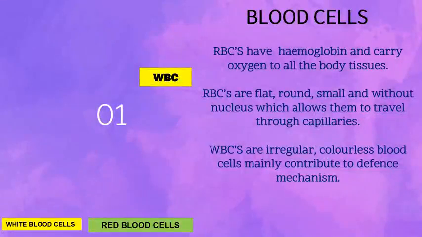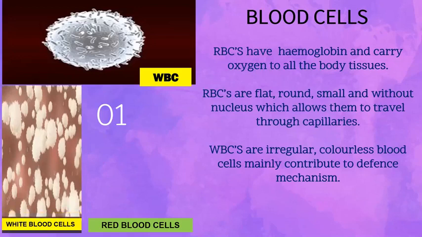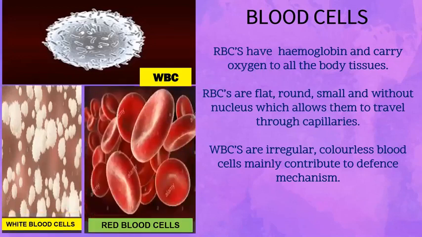Let's find some cells that are found in human beings. RBCs and WBCs. Red blood cells are biconcave, flat, round, small, and without nucleus in human beings, also known as erythrocytes. Red blood cells contain the iron-rich protein called hemoglobin and give red color to the blood. RBCs are produced in bone marrow. Their main function is to transport oxygen to various tissues and organs.